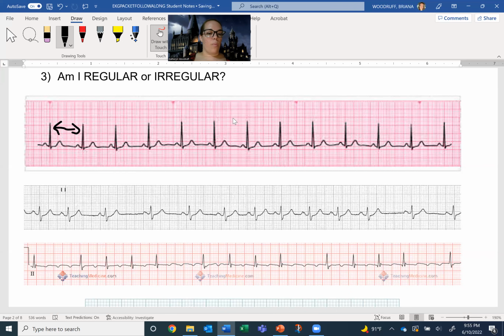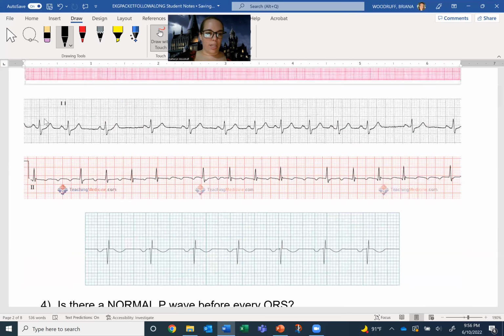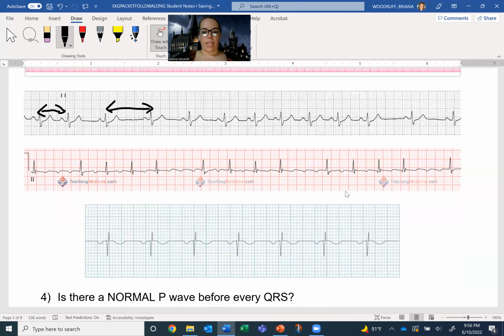So what do you call it? For this first one, is it regular? Looks like it's about the same distance. So this first one is regular. Then we go to this next one. Look at this. There's some that are like this, and then there's some that are obviously a lot longer. So this is an irregular rhythm. You can see how it's about the same, longer. There's definitely an irregularity there.